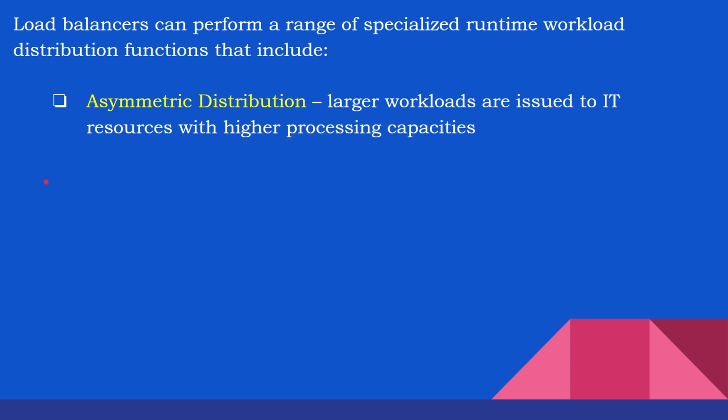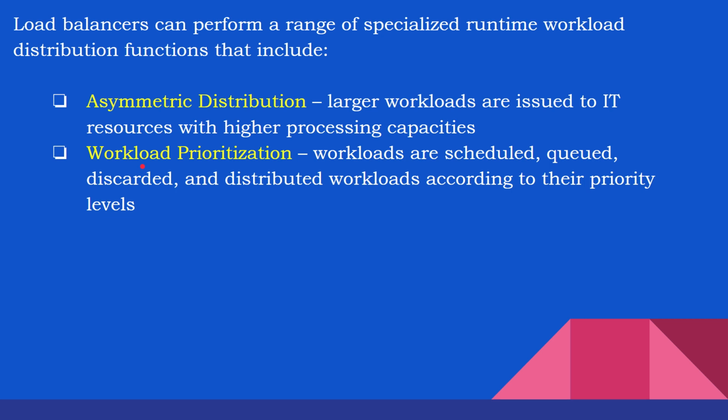Workload prioritization. How to prioritize the workload? It depends on how workloads are scheduled, queued, discarded, and distributed according to their priority levels. So based on the importance of the work, it may be scheduled, queued, discarded or distributed. That means sometimes they schedule the work for some time later, sometimes they ask it to wait in the queue, and sometimes it is discarded for some time. This is the way the workloads are prioritized, whether the workload has to be given importance or not, and when to give the importance, that is, the scheduling or queuing.